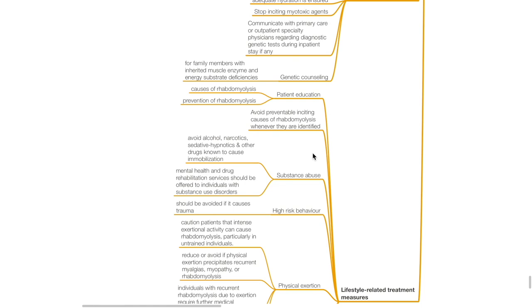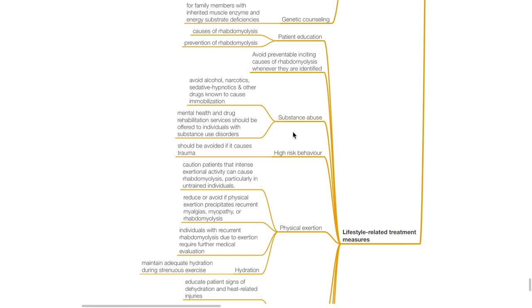Substance abuse. Avoid alcohol, narcotics, sedatives, hypnotics, and other drugs known to cause immobilization. Mental health and drug rehab services should be offered to individuals with substance use disorders. High-risk behavior should be avoided if it causes trauma.